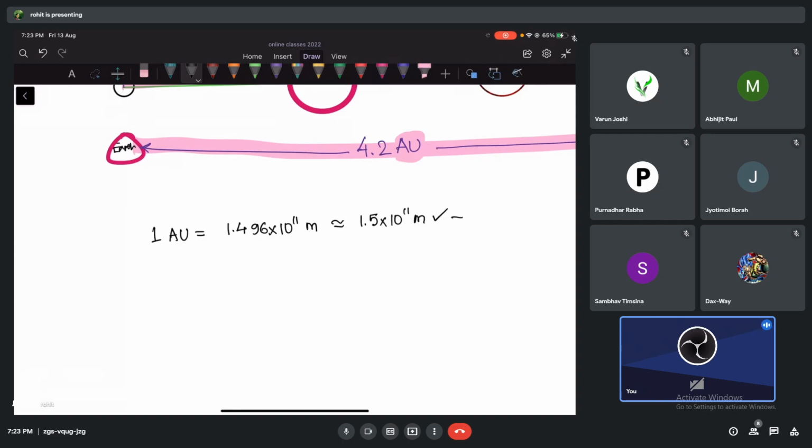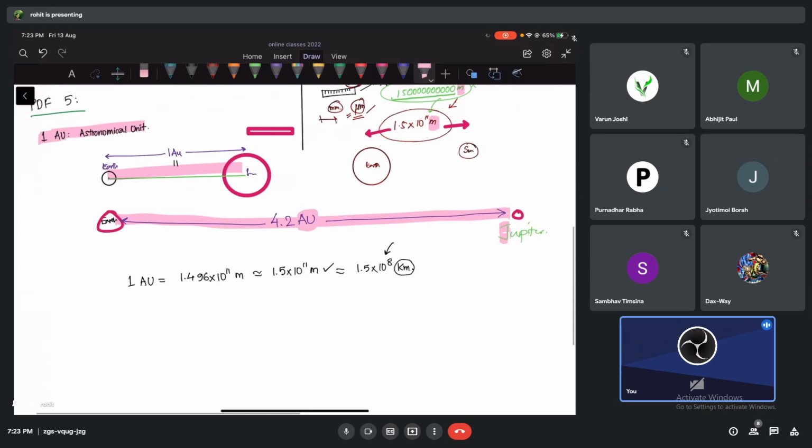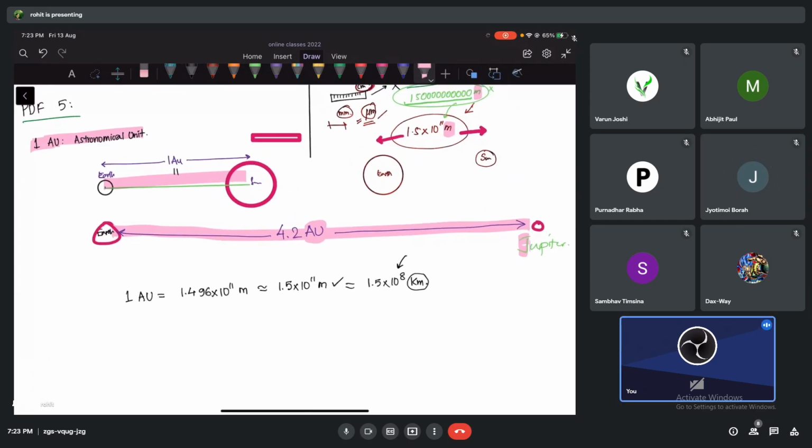If I want to write in kilometers also, I can do that: 1.5 into 10 to the power 8 kilometers. It will be 8, not 9. See, I've increased my unit, so my numerical value is going down. That always happens. If you use bigger units, you'll get smaller numerical values. So this is the value of 1 AU, the distance in terms of meters. Are you clear? Yes, sir.